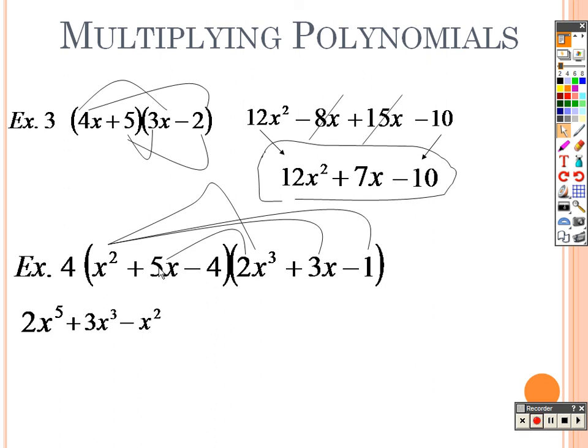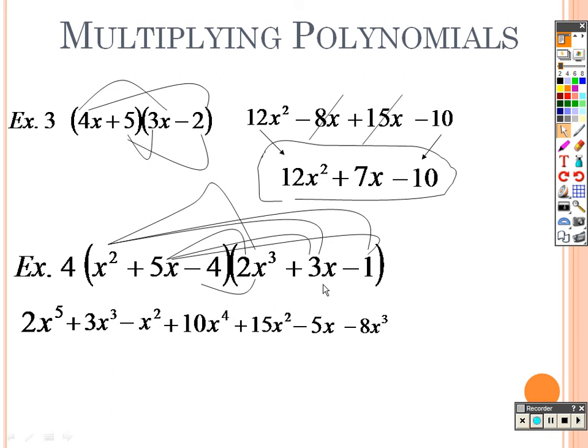5x times 2x cubed. Well, 5 times 2 is a positive 10. X to the first power, which is what that is, an x cubed. Remember, when you multiply with exponents, you're actually adding the exponents together. So 1 and 3 is 4. 5x times the 3x. 5 times 3 is a positive 15. X times x is x squared. And 5x times a negative 1 is a negative 5x. Then the last term, a negative 4 times 2x cubed. Well, negative 4 times 2 is negative 8x cubed. Negative 4 times 3x, that is negative 12x. A negative 4 times a negative 1 is a positive 4.